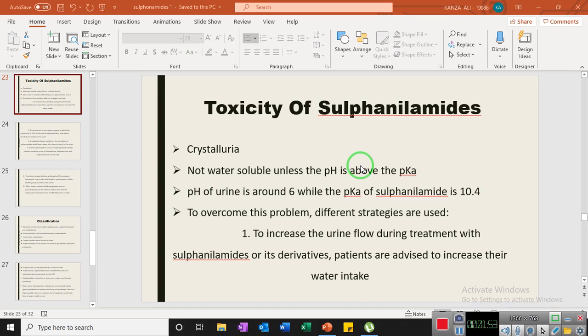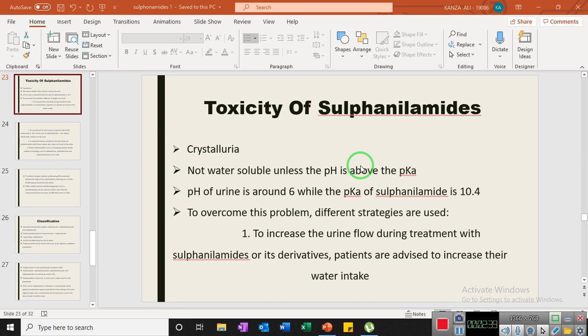while the pK of sulfonylamide is 10.4. As we have already seen, the pK value is one method used to indicate the strength of an acid. pKa is the negative log of the acid dissociation constant, or Ka. A lower pKa value indicates a stronger acid. The lower value indicates the acid more dissociates in water, or completely dissociates in water.